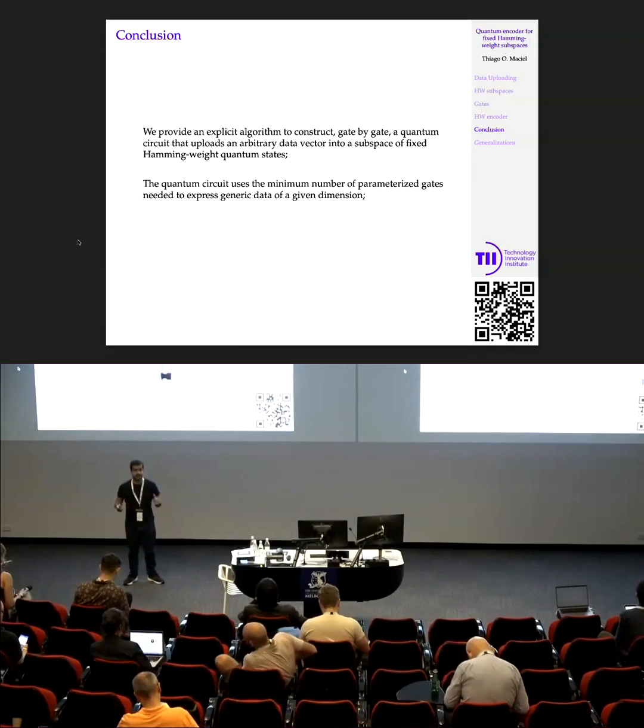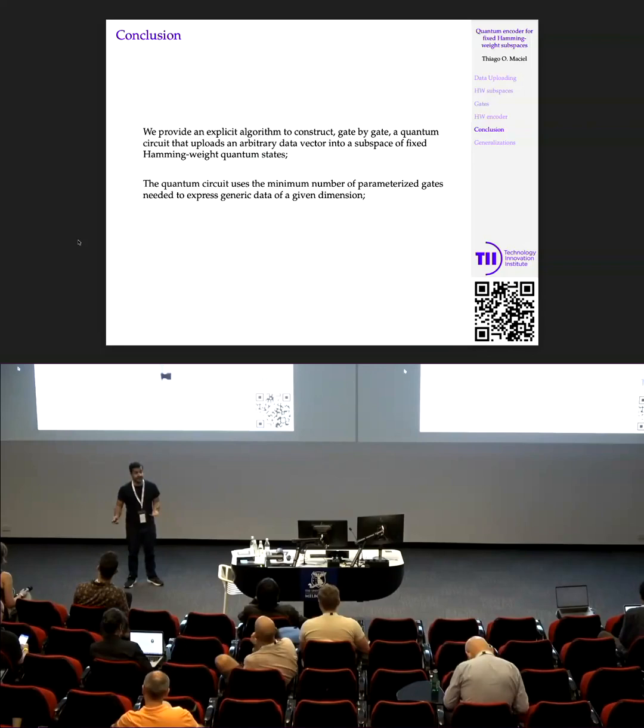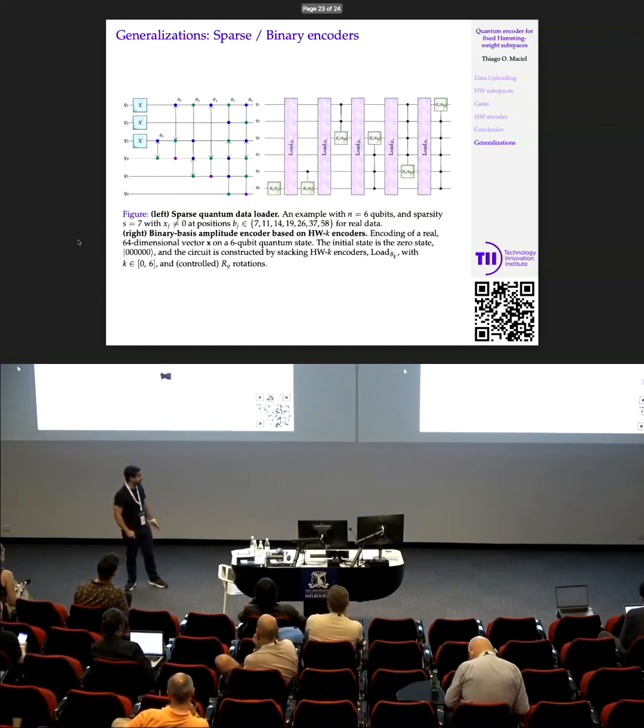So for the VQA people around here, it would be nice because we have fewer angles to deal with. We also didn't use any ancillary system here, which is good for the ones who are going to deploy on quantum hardware. And the other thing here is that we know how to compile all these gates. So it's easy for us to compute all the quantum resources we need for our encoders, okay?